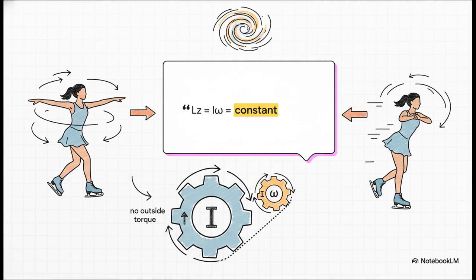As long as there's no outside torque messing with you, like annoying friction from the floor, your total angular momentum, represented by L, has to stay exactly the same. When you pulled your arms in, you drastically changed your mass distribution, which shrunk your moment of inertia, or I. Because the total equation mathematically has to remain constant, if I goes down, your angular velocity, your spin speed, or omega, literally has to instantly increase to compensate.